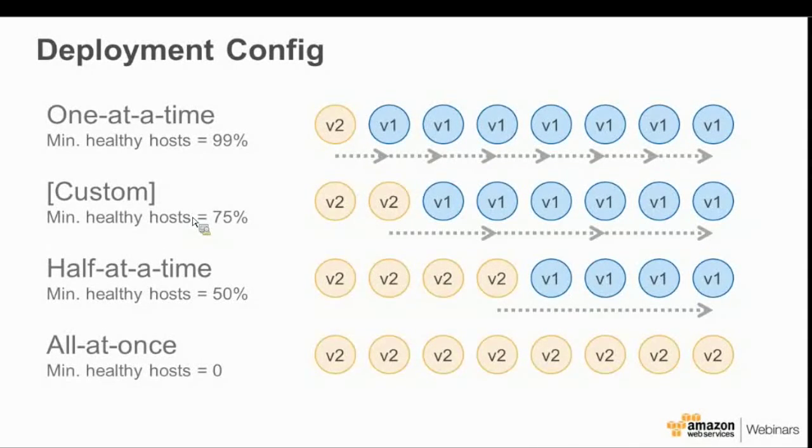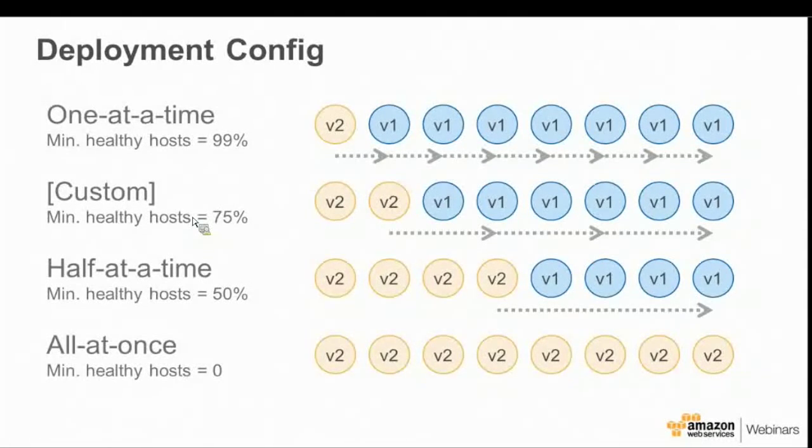So CodeDeploy is going to use that information during the deployment to figure out 2 things. One, how aggressively it can roll out. So it actually controls the parallelism. So if you say 50% at a time, we'll do half of the hosts in the first batch, and if all of them are successful, we'll do the next half.